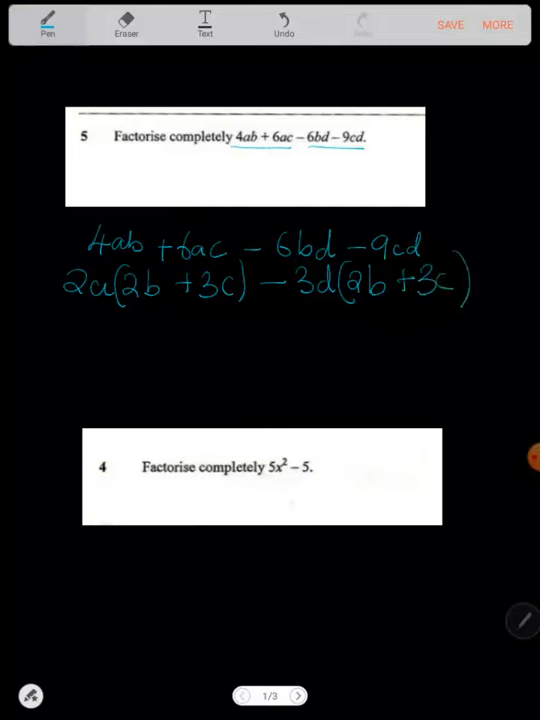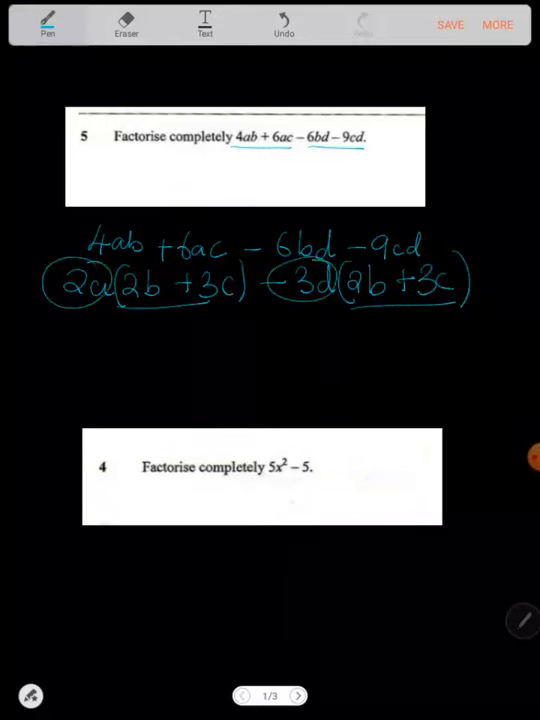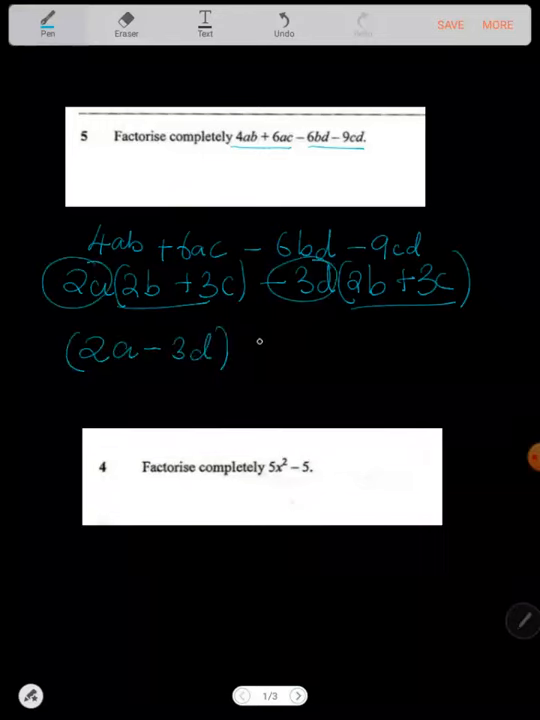Now look at this. These are the same. So I just have to group this and this. So I'll say 2a minus 3b, open and close bracket, then I'll get one of these. This is 2b plus 3c. That's all.